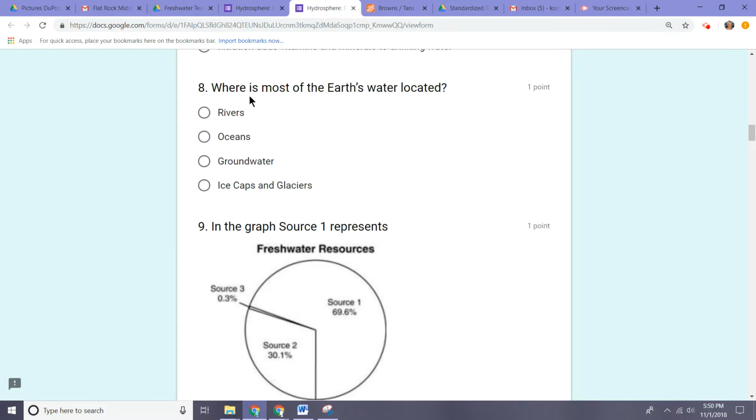Number 8. Where is most of the Earth's water located? Rivers, oceans, groundwater, ice caps, and glaciers.